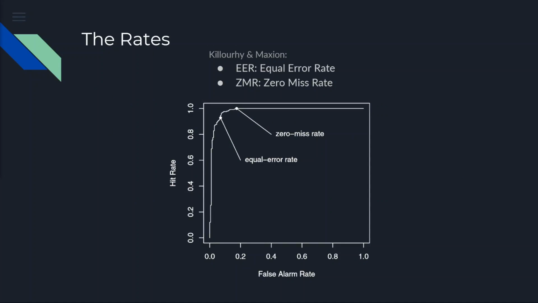In order to understand our results, we have to talk about rates. In the original K&M report, they used equal error rate and zero miss rate to rank performance. As depicted, equal error rate is the middle point between the false positive and false negative rates, and the zero miss rate is the false alarm rate that is tolerated in order to catch 100% of attacks.